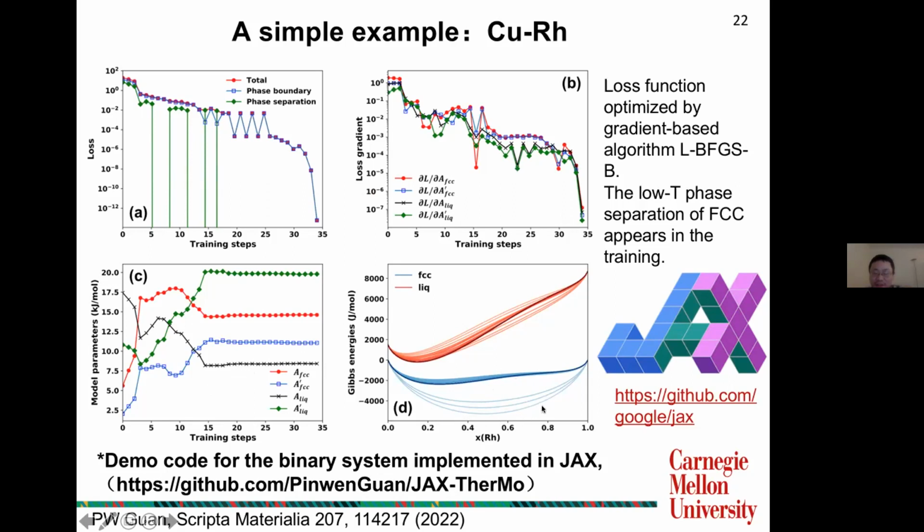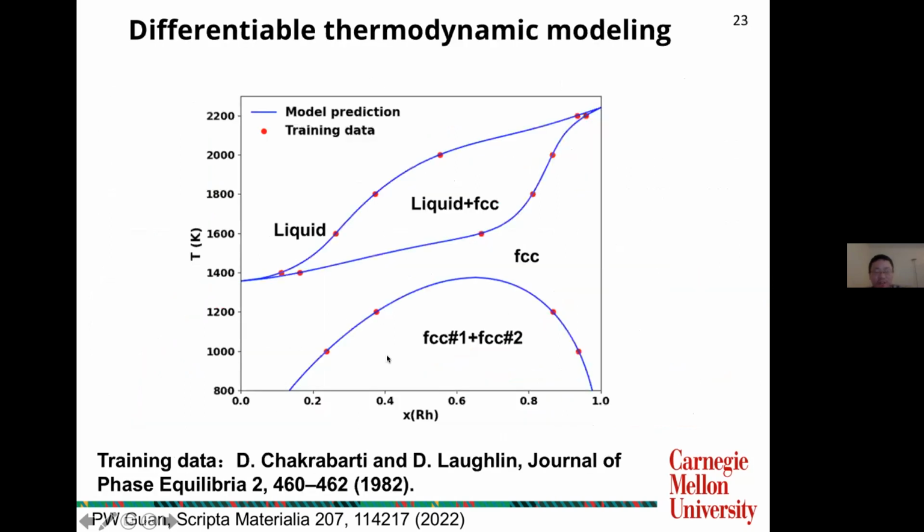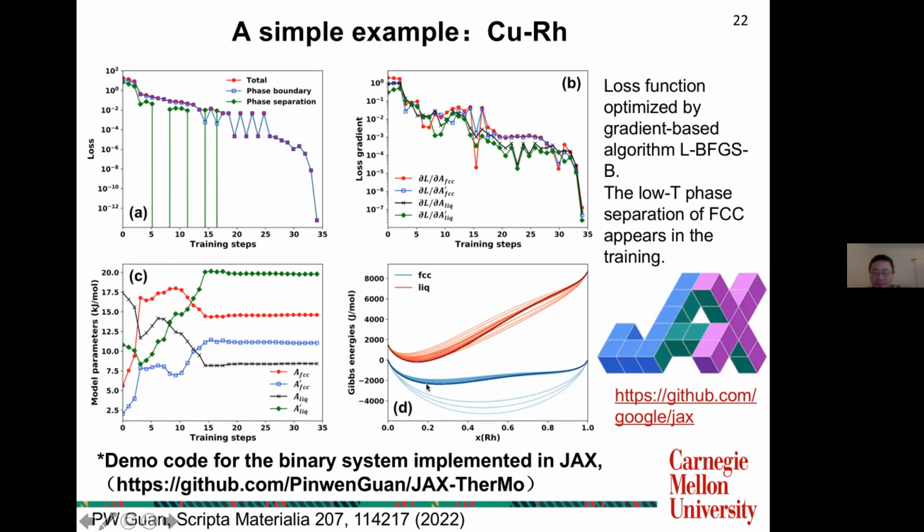In the light color, we have a convex function, which will not result in phase separation behavior. But if we train the model, we can see the Gibbs energy function become non-convex. This will give a miscibility gap, as shown in this figure. So in the low temperature, the FCC phase, in the intermediate range of composition, will separate into two phases, FCC1 and FCC2. So as the training goes on, we can see this behavior appears in the Gibbs energy.